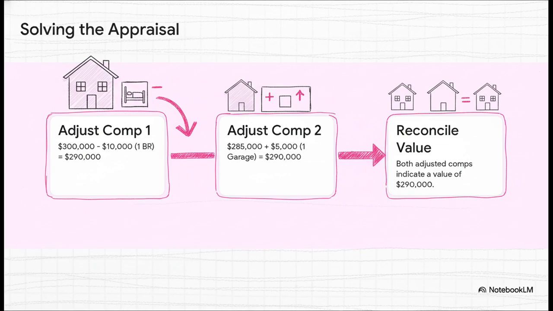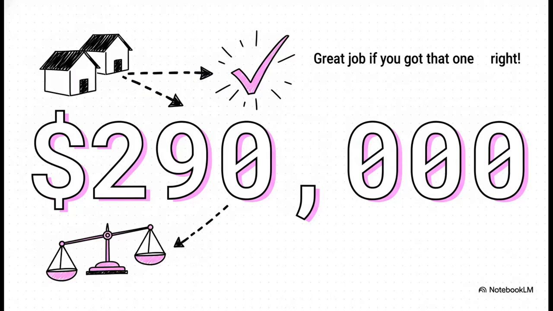See the pattern? The goal is always, always the same. Make the comps look exactly like our subject property. And what do you know? After we adjust both of them, they both point to the exact same number, $290,000. That's our reconciled value for the subject property. Awesome job if you nailed that one.